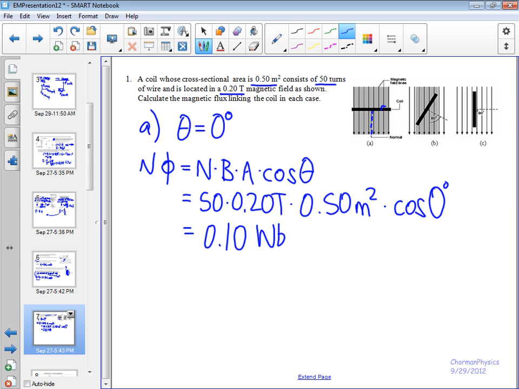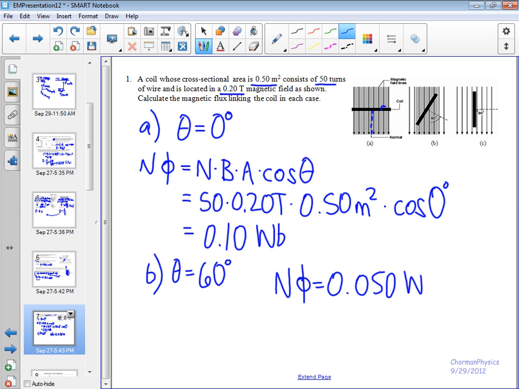Do the same thing for the next two examples here. B, I believe, is at a 60-degree angle. It looks like 60 to me. So at a 60-degree angle, the normal to the area is 60 degrees to the magnetic field line. So theta is equal to 60 here. We're going to solve for that flux linkage. When we do that, we should end up with 0.050 Weber.